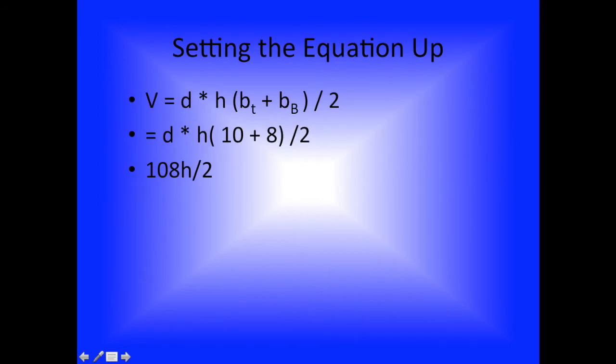To solve the problem, first the equation had to be set up. The volume equation for a trapezoidal prism is V equals depth times height times the quantity of base 1 plus base 2, all divided by 2. The constants were then plugged into this equation. Depth, which is 4, times h, which is not plugged in at this time, times base 1, which is 10, plus base 2, 8, all divided by 2, which then comes out to the equation V equals 108h divided by 2.